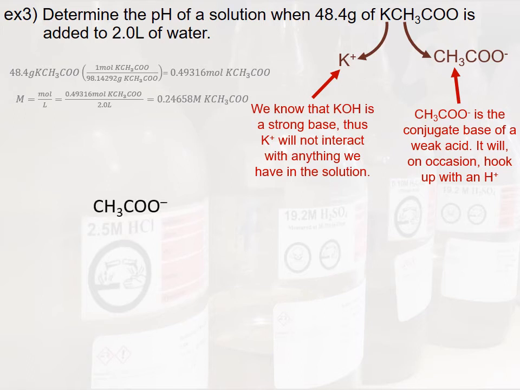So the acetate ion will react with water. When it reacts with water, it steals an H plus, turning itself into acetic acid. At the same time, when it steals that H plus from water, it turns water into hydroxide ion.